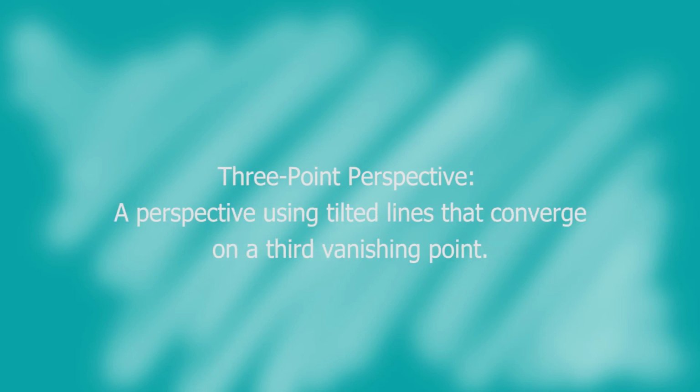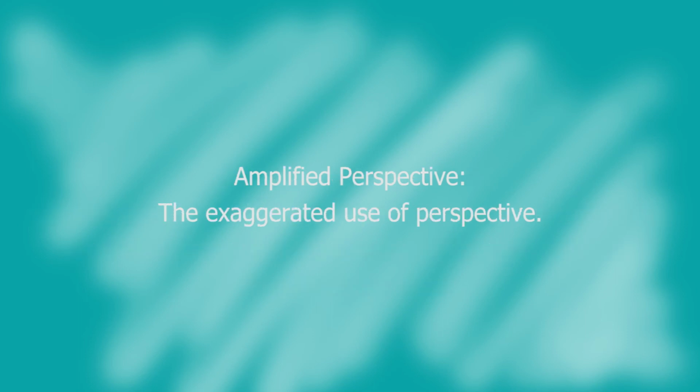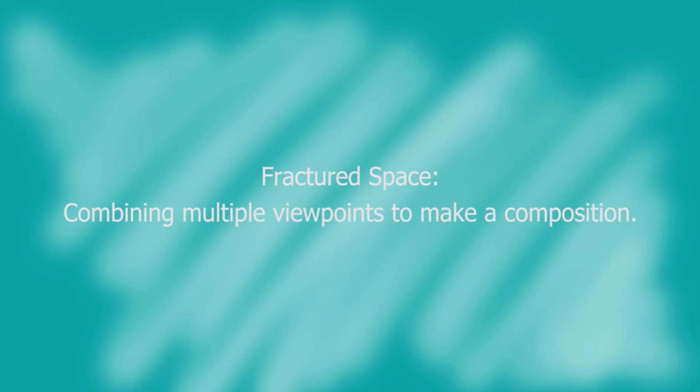3 point perspective. A perspective using tilted lines that converge on a third vanishing point. Atmospheric perspective. The way shapes will blur the further away we get from them, as if dust or water droplets are beginning to obscure them from our view. Amplified perspective. The exaggerated use of perspective. Fractured space.